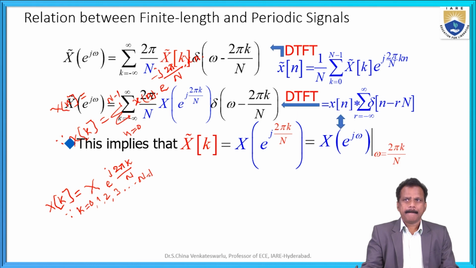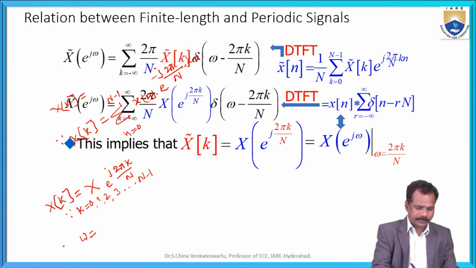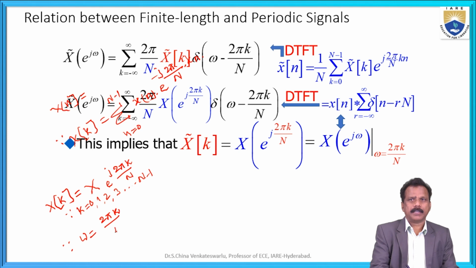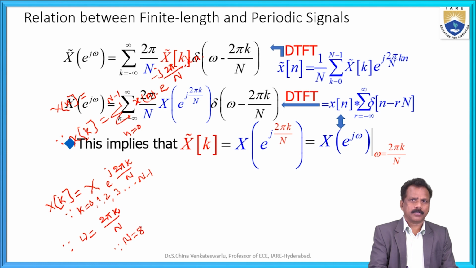Okay, where X of e power j omega is evaluated at omega equal to 2 pi k by capital N. We know that omega is equal to 2 pi k by capital N. Say, for example, N is equal to 8; according to this N value, go and substitute the k values, and so on.